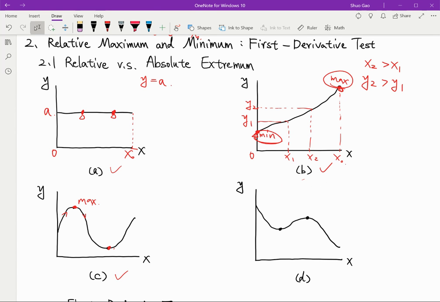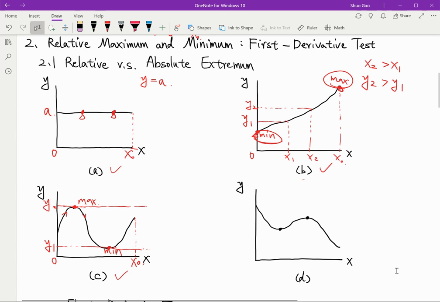Because here, we can find that this point, y2, is the maximum value in the range. Again, the domain is from 0 to x0, right? So this point, y2, is a maximum, and the trough here is a minimum, right? Because there's no point that lies below this point. So y1, I call it y1, is a minimum in this graph.